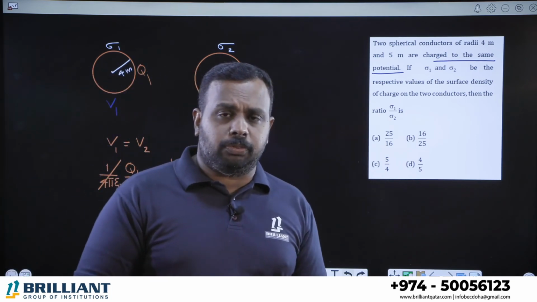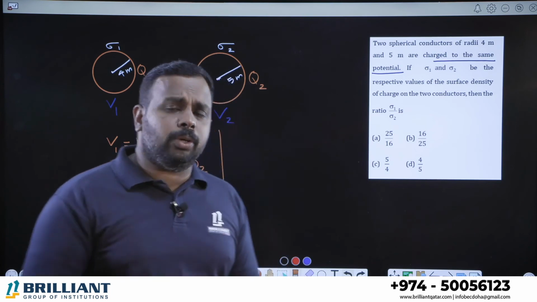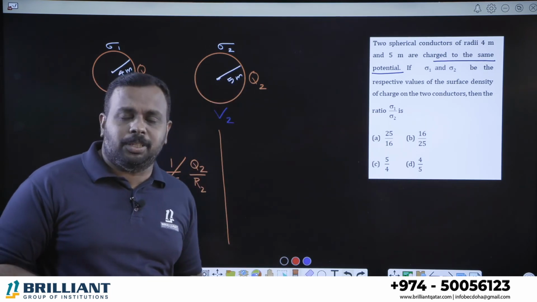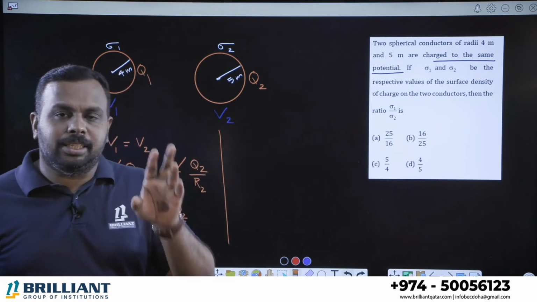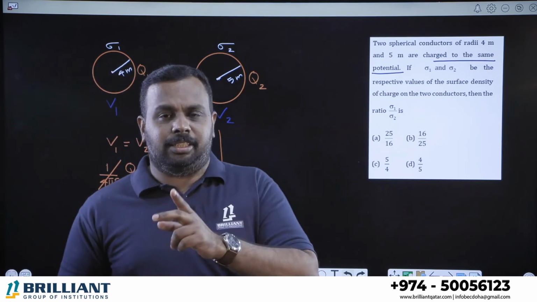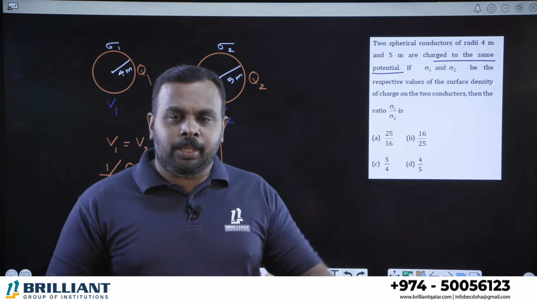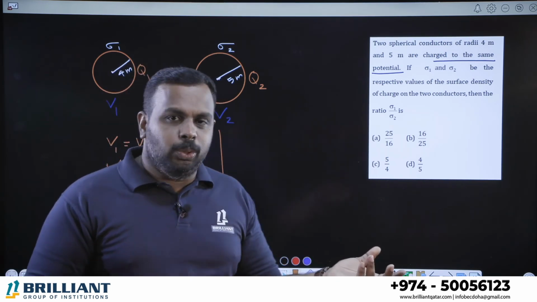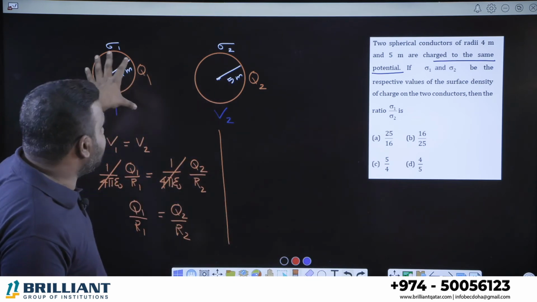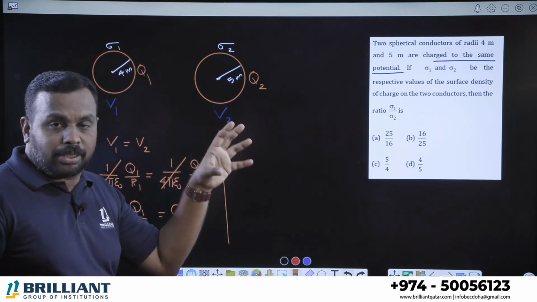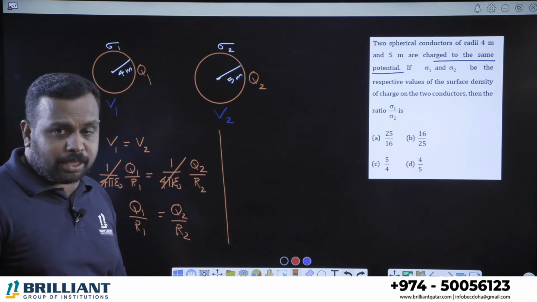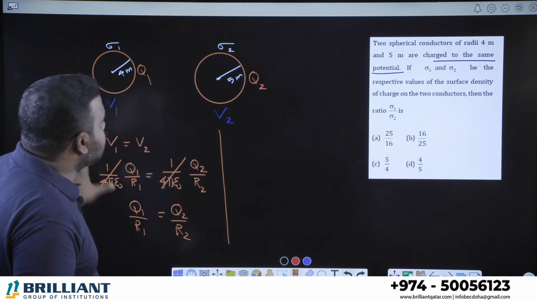Now, charge is not given. We don't know the values of Q1 and Q2. But how can we find it? Look at that. Sigma 1 and sigma 2 are given. What are sigma 1 and sigma 2? They are the surface charge density, right? Surface charge density is charge per unit area. So, per unit area of this spherical surface, there are sigma charges. Sigma 1 charges for the first one and sigma 2 charges for the second.